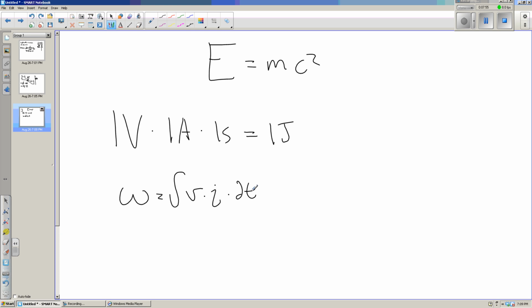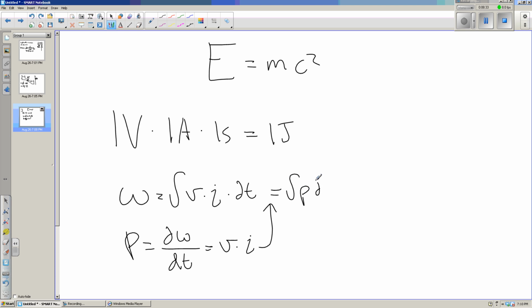And power then, well, it's easy. We know power is a rate of work, how much work is instantaneously being generated or released. So P, power, is equal to the derivative of work, the time rate of change of work. And if we take a derivative of our integral up above, all we get is V times I. We can sub this in even, right? So we can say work is just the integral of power.